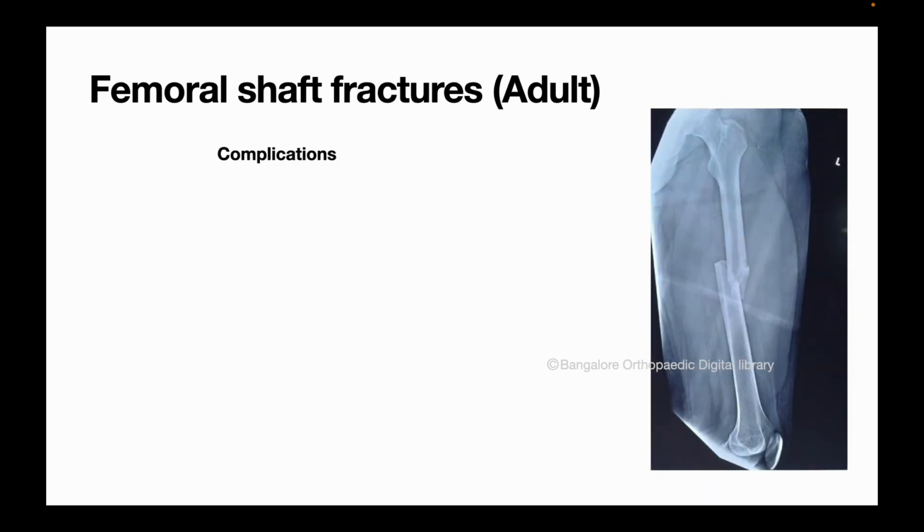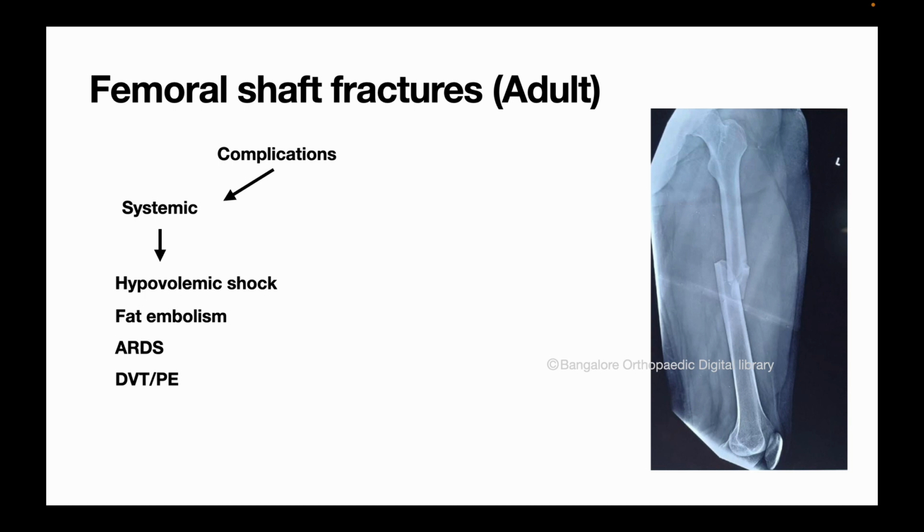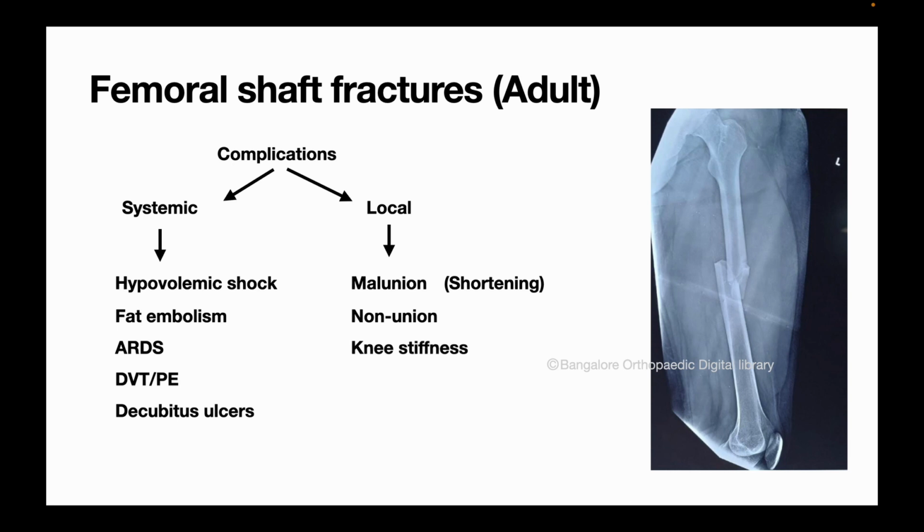Systemic complications associated with femur shaft fractures include hypovolemia and shock, fat embolism syndrome, adult respiratory distress syndrome, DVT, PE, and decubitus ulcers. Local complications include malunion with significant shortening, non-union, stiffness of the adjacent joints, and occasionally neurovascular injury.